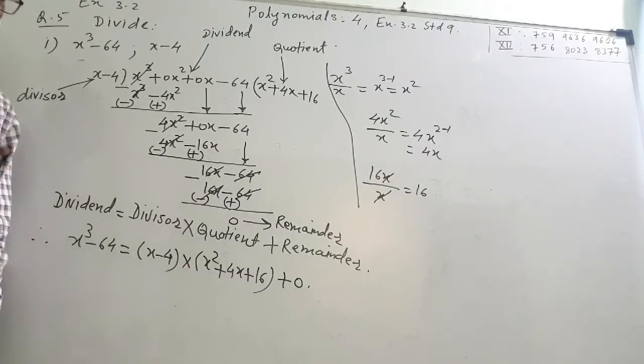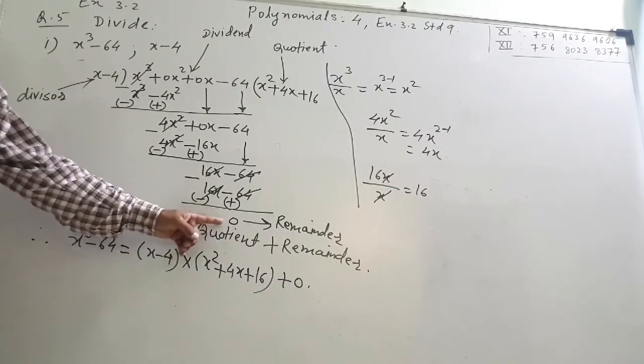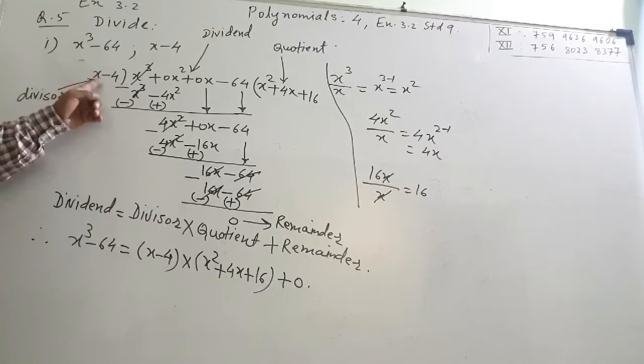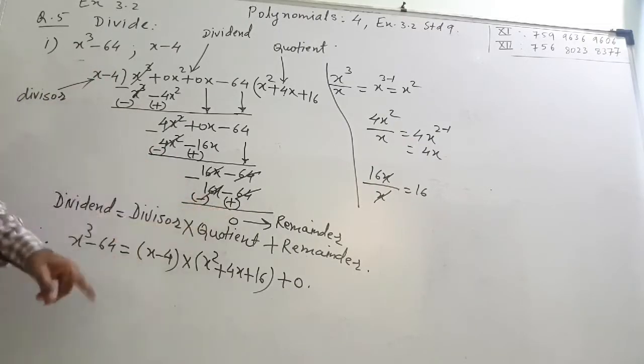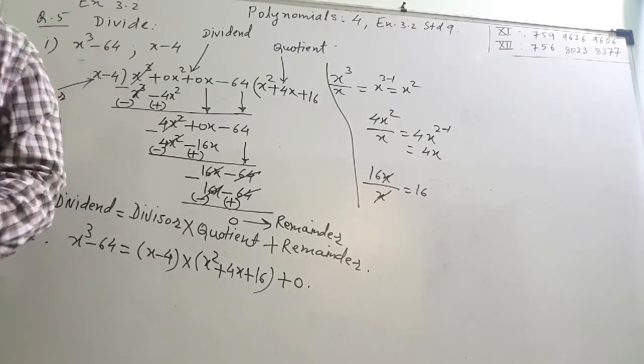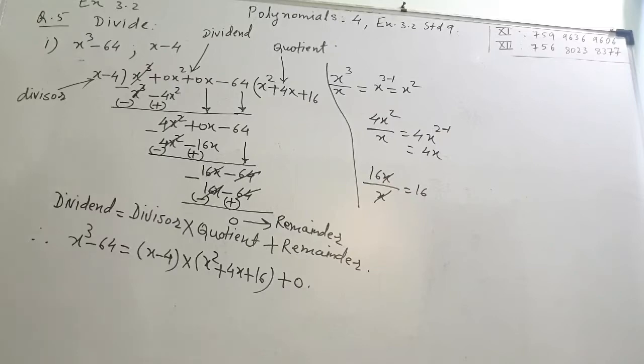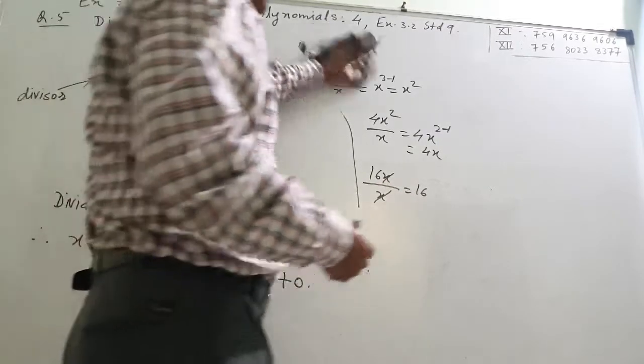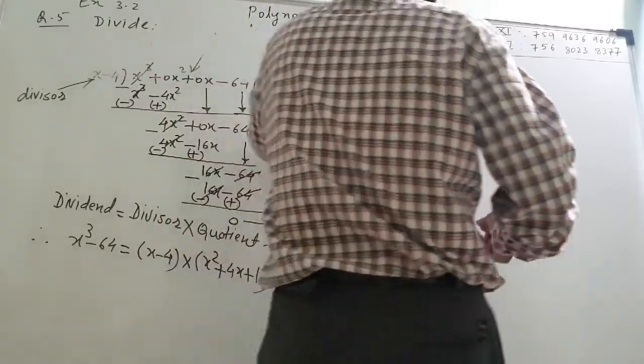Now one thing I want to tell you, if the remainder is 0, then this is a factor of this. Remainder here in this case is 0. So x minus 4 is a factor of x cube minus 64. So this was the first sum. I will take some other question also so that you will get proper practice.